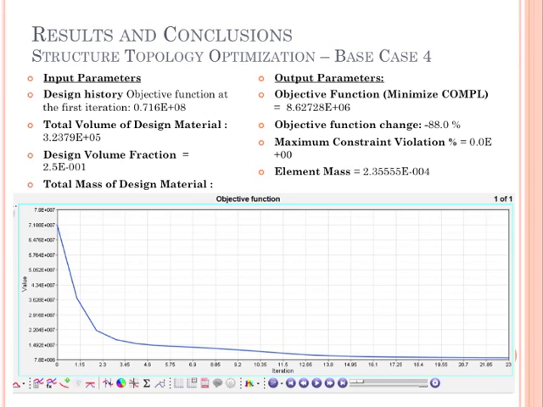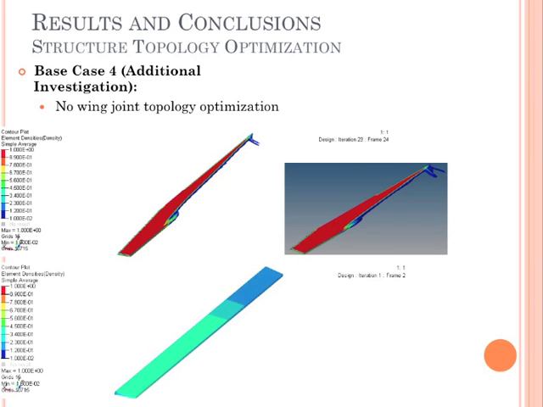And the plot shows the objective function converging on a minimum and feasible design with all constraints satisfied at iteration 23. This element mass is more than base case 1, and the objective function produces a less favorable mass to volume ratio, so base case 3 is our final optimal design for this project. And here's the animation for base case 4 design evolution through each iteration for the topology optimization.